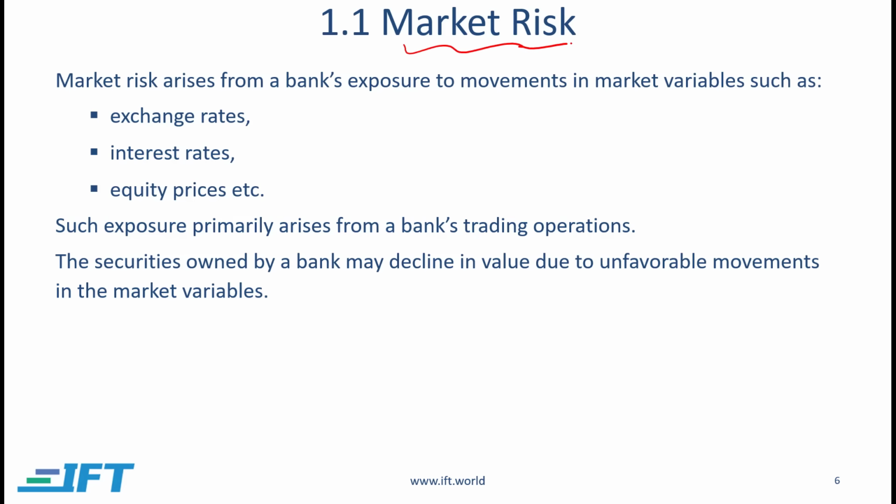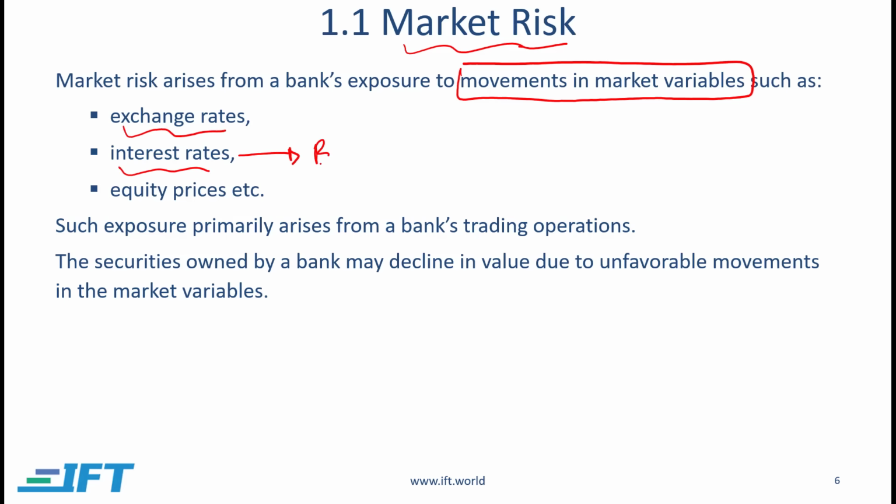As I told you, market risk is related to the markets going up and down. So we are talking about movements in market variables. And what are these variables? Exchange rates with respect to foreign currencies, interest rates, and this is very, very important for bonds. It's also very important for stocks, but bonds are very, very sensitive to movements in the interest rate. If the interest rate is going to go up, your bond prices are going to come down. And banks have a lot of significant investments in bonds.